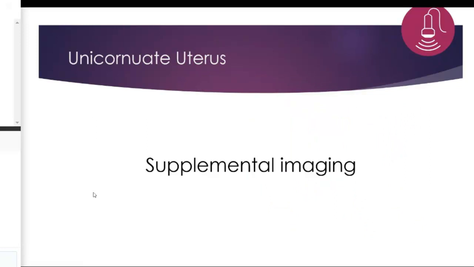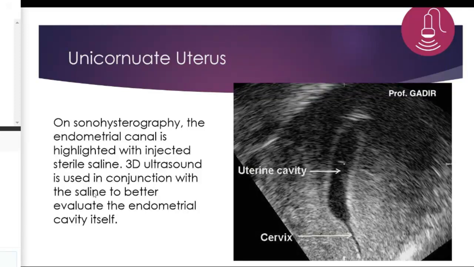So when looking at a unicornuate uterus, we can talk about supplemental imaging. What other imaging can we use to diagnose this uterine anomaly? So a sonohysterogram is when saline is injected into the endometrial canal, highlighting that canal. Again, we use 3D imaging when we are doing a sonohyst.